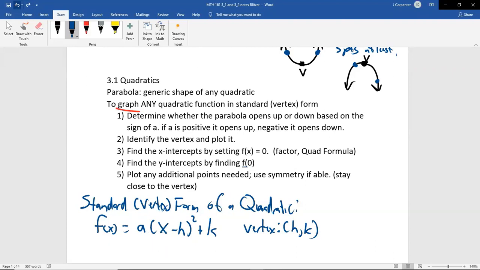All right, so once we know whether it points up or down, you identify the vertex, which we just talked about. That's the h, k, based on the standard form, also known as vertex form. I prefer the name vertex form because it tells you something. When you have it in this format, you can tell what the vertex is based on this number and this number. Calling it standard form doesn't tell you anything about it.